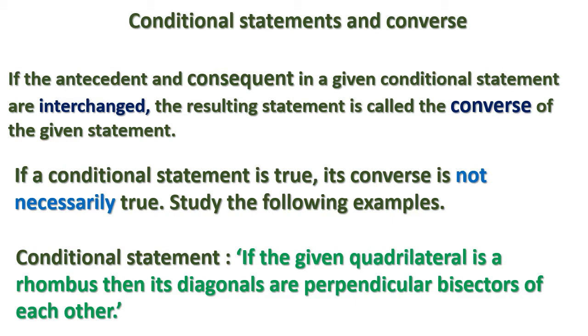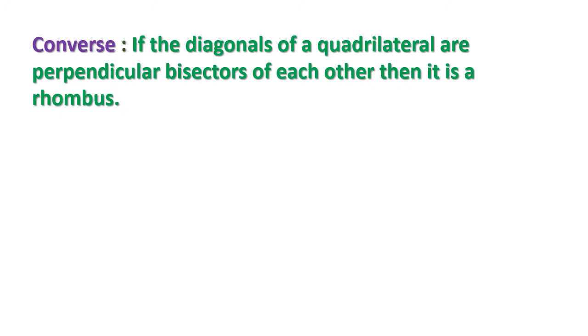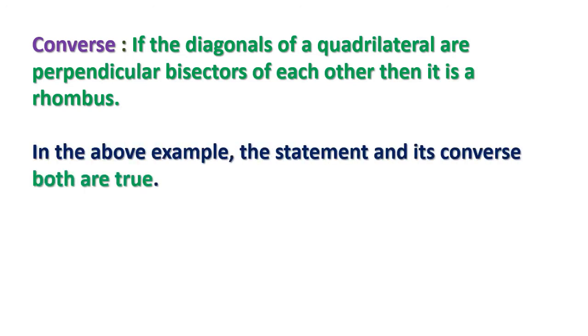For example, the given statement was, if the given quadrilateral is a rhombus, then its diagonals are perpendicular bisectors of each other. So two conditions are there. This particular property of a rhombus you have studied last year. When we think about the converse of it, if the diagonals of a quadrilateral are perpendicular bisectors, that particular quadrilateral is a rhombus. That is the converse of it. And in this case it is true, but there is no guarantee that every time it will be true.